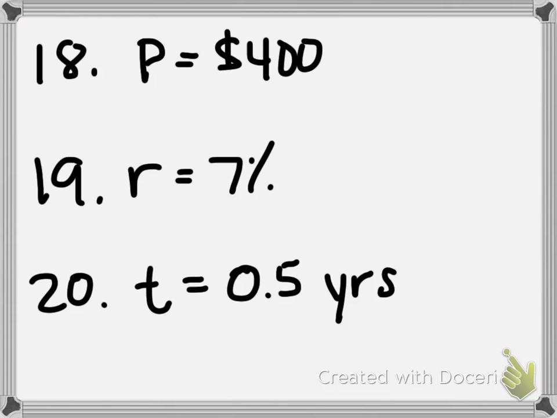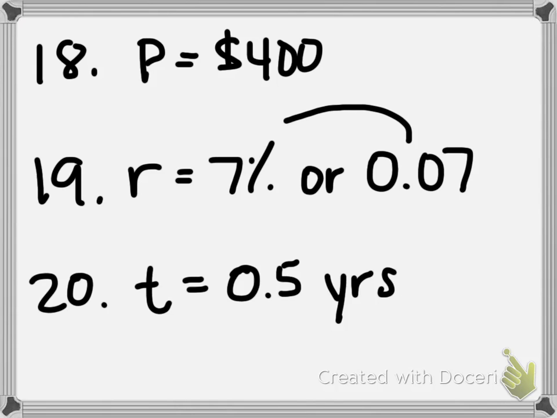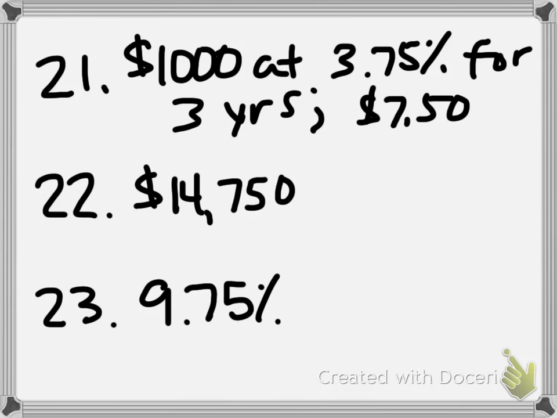Okay, for number 18, you should have gotten $400 was the principal, 7% was the rate, or you should have changed 0.07 to a rate. This is how it needs to be written on a test, as a percent. And time was 0.5 years. Make sure you always write down years, dollar signs, or percents to show what specific type of number it is. Okay, I'd like you to do 21, 22, and 23 on your own and check your work. Pause the video.